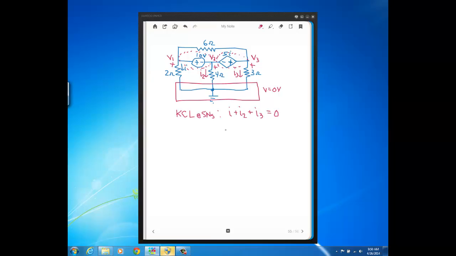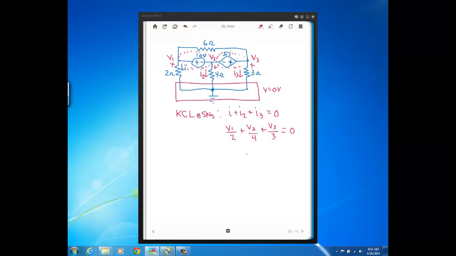Okay, but now let's go ahead and write each one of these currents in terms of voltage using Ohm's law. So I is just going to be V1 divided by 2. I2 is just going to be V2 divided by 4. And I3 is just going to be V3 divided by 3. And then that equals 0. So you see here we're done with our node voltage expression, but look, we're 2 equations short. Right, we've got 1 equation, 3 unknowns.